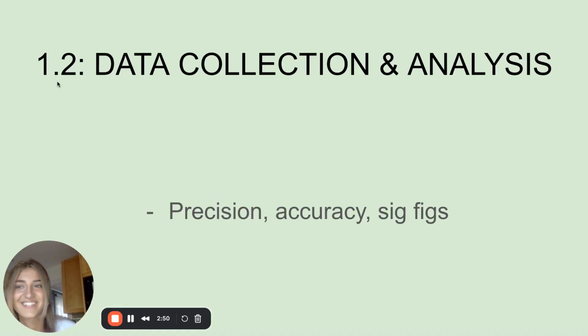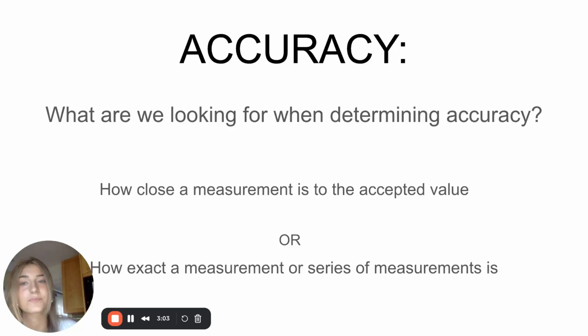Okay, lesson 1.2 is about data collection and analysis. So what do we do with the data we collect? How do we decipher it and make meaning of it and analyze it correctly? So first, we are looking for accuracy. But what are we looking for when determining accuracy?